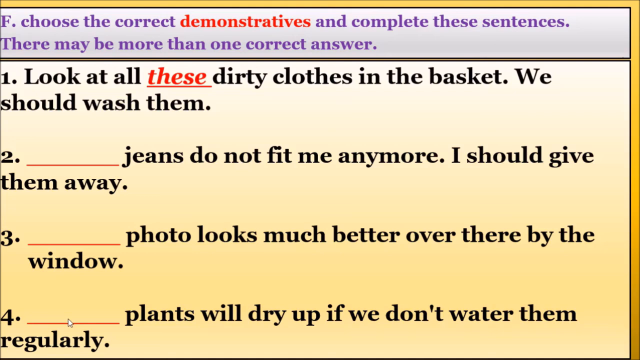Fourth one. Dash plants will dry up if we don't water them regularly. So here we can use these or else those also, because plants means it is a plural thing. So this sentence will be suitable for both these and those. Plants are plural. So the answer may be these or those.